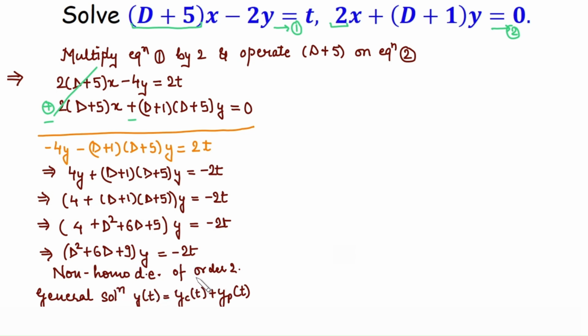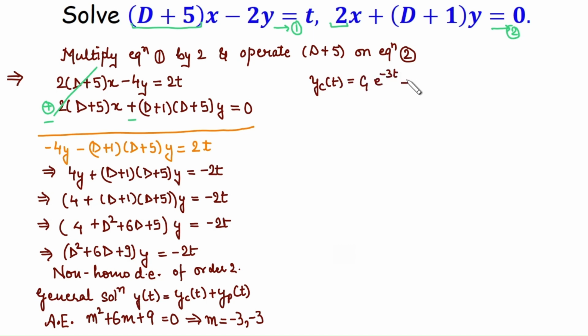Now what to do in the complementary part? We need to write the auxiliary equation. How to write the auxiliary equation? The very first step, we take the homogeneous differential equation. It means the right hand side is 0, and D is replaced by m, y is replaced by 1. So this results in this equation. From here, the auxiliary roots are -3 and -3. Once we have the auxiliary roots, we can write the solution. The complementary solution in this case is C1 e raised to power -3t plus C2 into t e raised to power -3t, because the roots are real and equal.